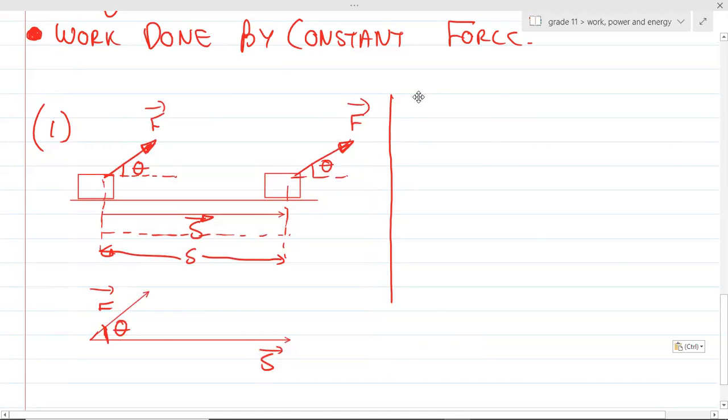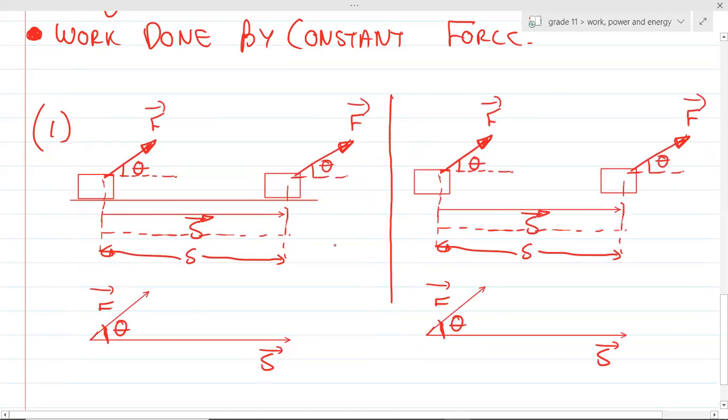This was the condition which was given in the question. Hello, guys. This is the condition which is given in the question. Due to this force vector, this object will be displaced by a displacement s. So now the question is, what is basically this one?